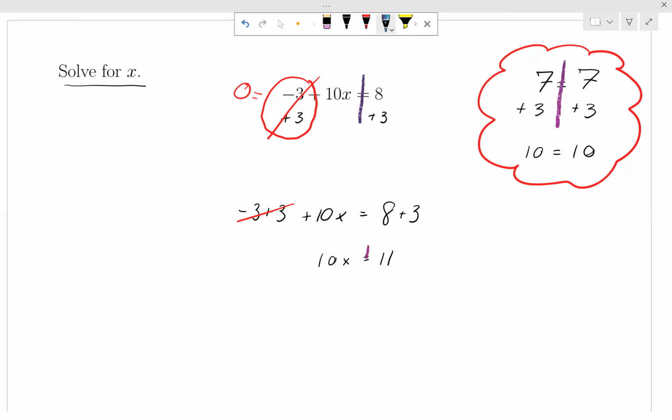Alrighty, then we'll draw my little line again. Whatever I do to the left side, I have to do to the right side. I'm going to divide by 10 so that these 10s right here will cancel. If I divide by 10 on this side, I have to divide by 10 on this side. So these 10s are going to cancel. And I'm going to be left with x is equal to 11 over 10.